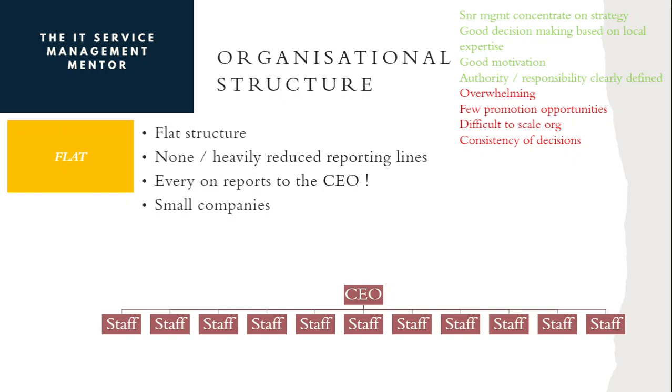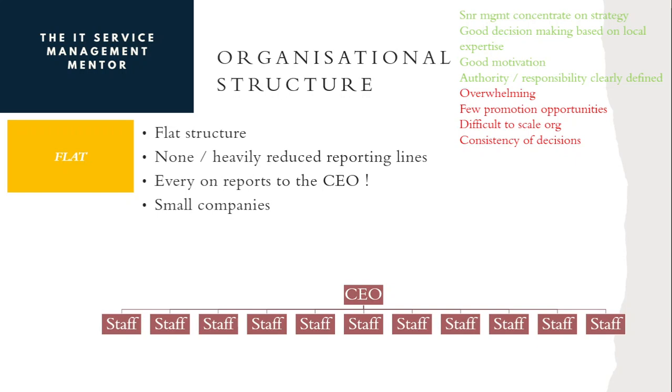And then the fourth structure is the flat structure. So it's as it sounds, it is a flat structure. There's either no or heavily reduced reporting lines. So at the extreme you could have everybody reporting directly into the CEO. It's great for small companies, perhaps not so good for larger organisations.